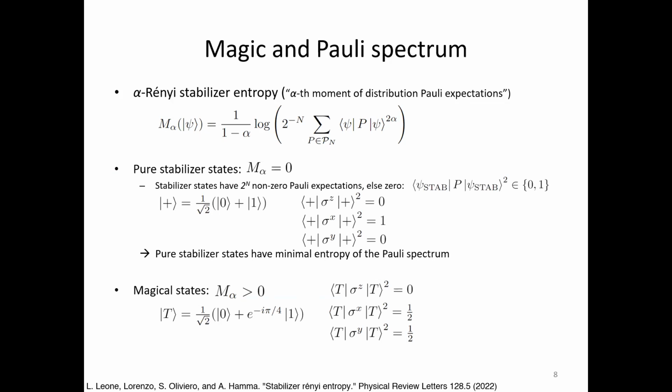And you can see why this works well: stabilizer states have this neat property that the distribution of Paulis is the most peaked distribution, it has the lowest entropy. In particular, the squared expectation value of a Pauli is either 0 or 1 for any pure stabilizer state. For example, if you consider the plus state, for the sigma x operator it will be exactly 1. If you take something which is magical, you get a distribution which is broader. For example, for the T state, the distribution is now 1/2 for both sigma x and sigma y. So the distribution gets broader, and this quantifies how much magic is in your quantum state.